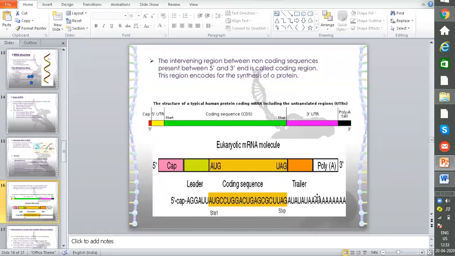If you see here, this is the coding sequence, the coding area, and here this is the leader and this is the trailer. The leader and trailer are non-coding sequences, which are not useful for the translation process. Only the coding sequence is useful for the synthesis of peptides and proteins. And the 5' end has a cap. So this is the complete structure of mRNA.